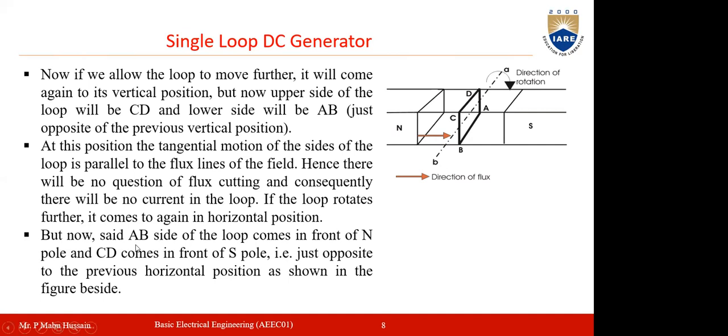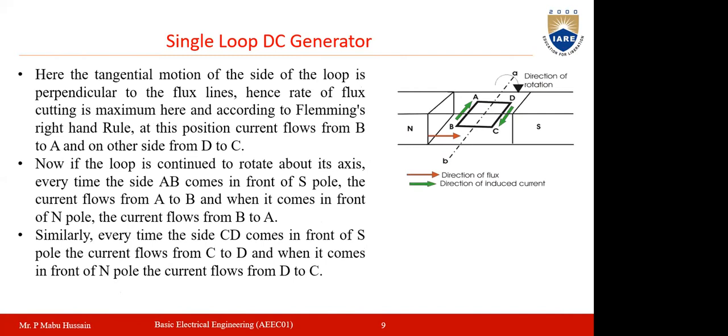Now the AB side of the loop comes in front of the North Pole, and CD comes in front of the South Pole. After rotation, AB will be coming under the North Pole and CD will be coming under the South Pole, just opposite to the previous horizontal position. So if you still rotate, another 90, and still another 90.